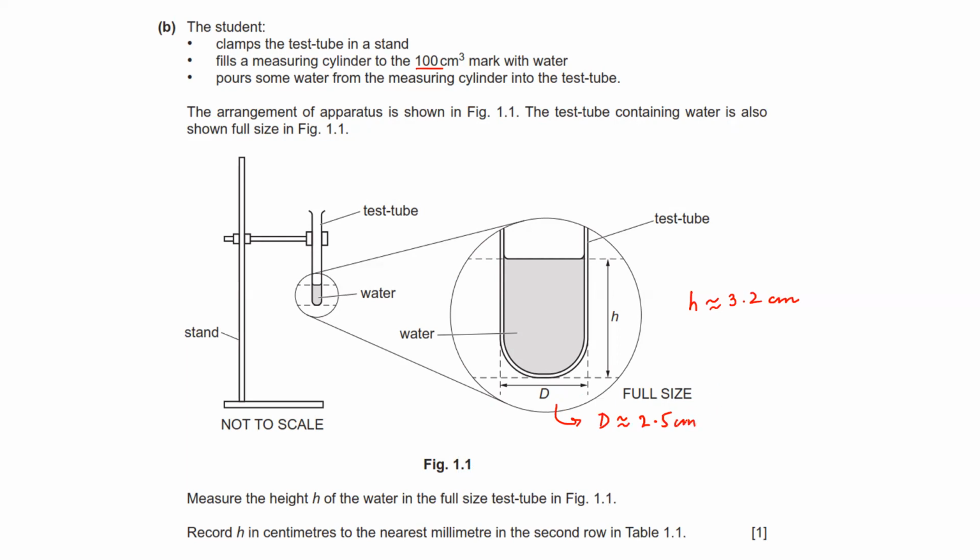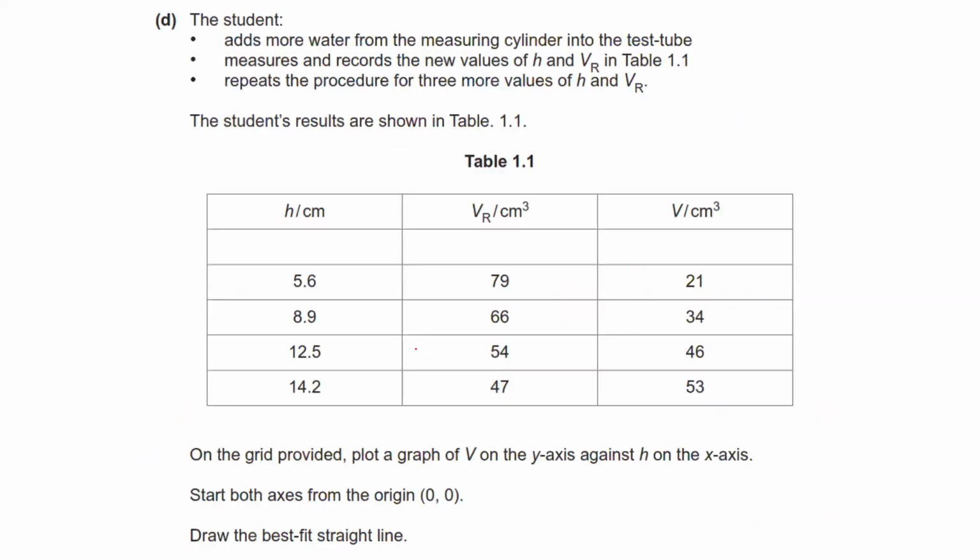Once we have measured these values, it says measure the height h of the water in the full size test tube in figure 1.1. Record h in centimeters to the nearest millimeter in the second row of the table. We have already measured it to the nearest millimeter, so we go to table 1 and record. The height is 3.2 centimeters.